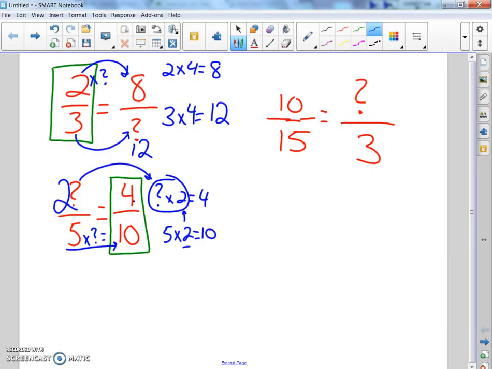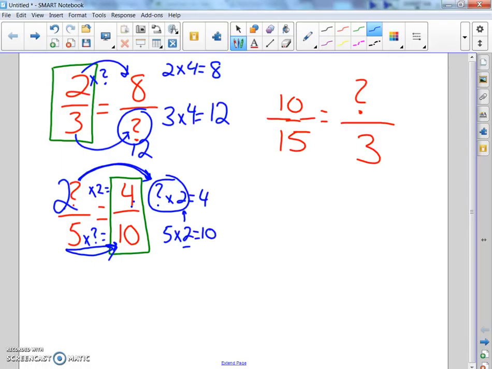Before I was trying to get to the number because it was missing. But here I already had the number. I was trying to find out what I started with. So always following that same pattern. That left to right here, so I'm going to go left to right here. Something times 2 equals 4. That means it has to be a 2.